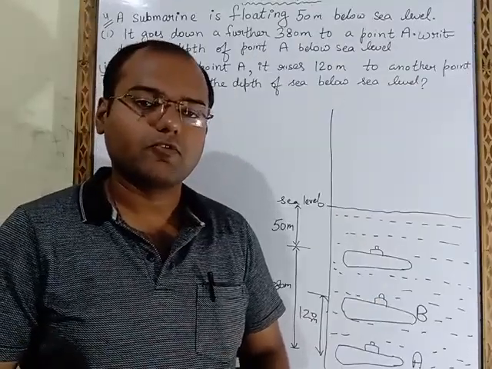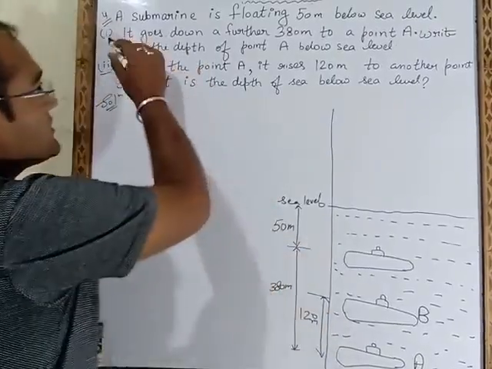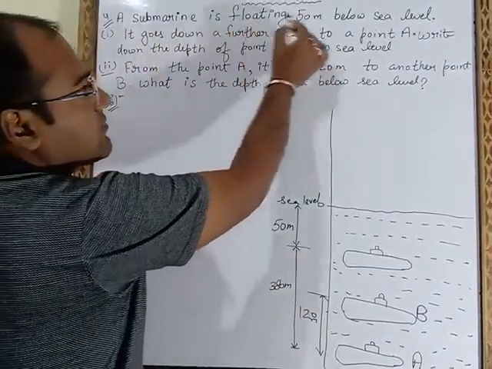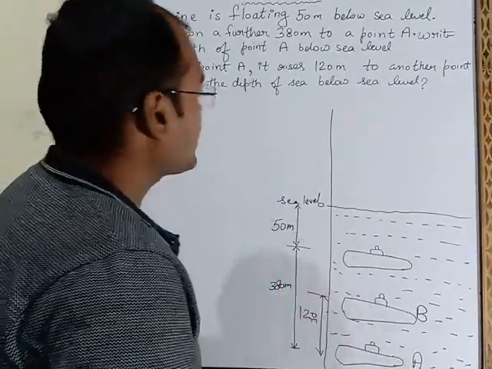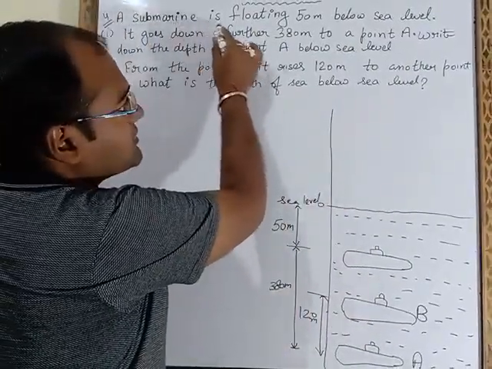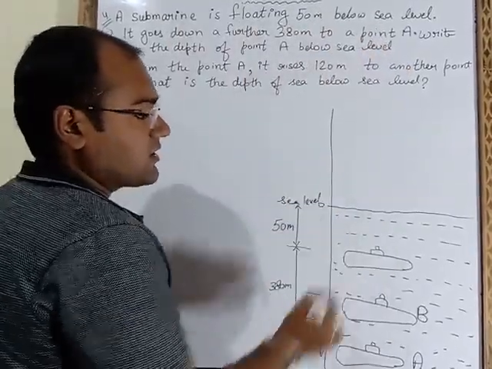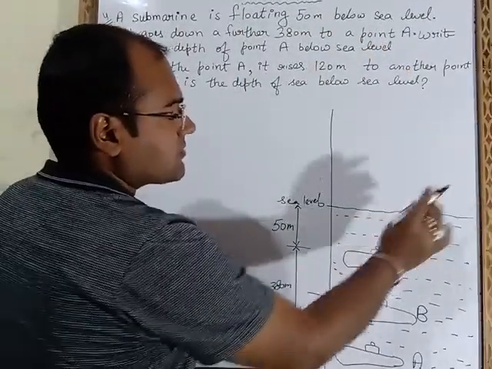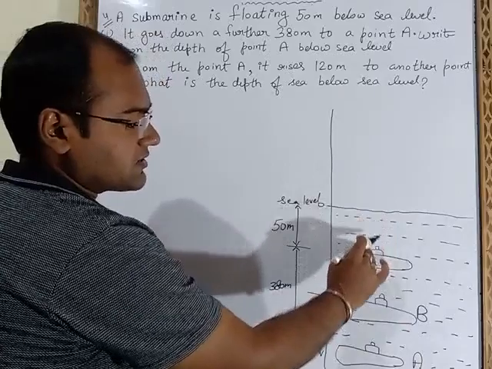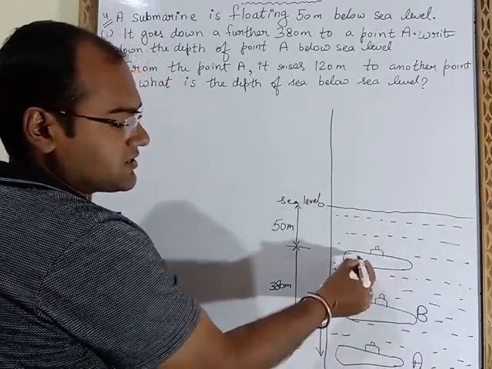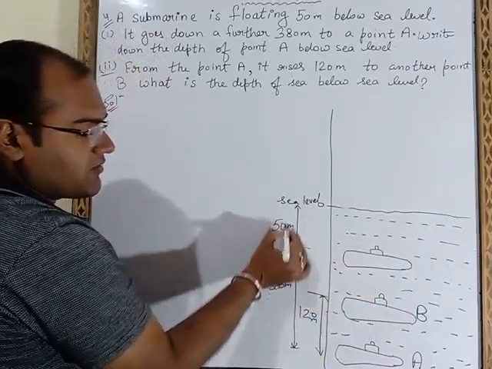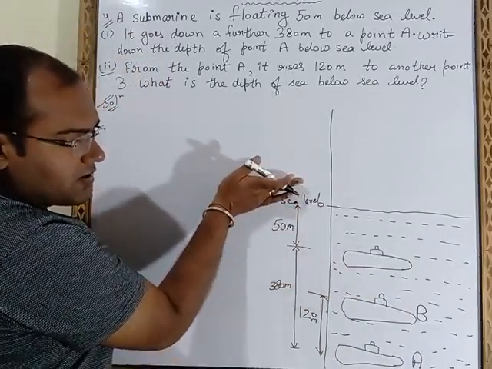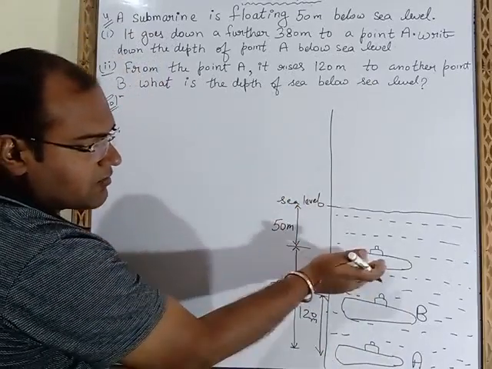Now see question number 4. The fourth question is: a submarine is floating 50 meters below the sea level. I have made one diagram here. You can see. What is the first line? A submarine is floating 50 meters below the sea level. So this is the sea level. From this the sea is starting. This is the depth of the sea. This is the submarine. From the sea level, this submarine is 50 meters below. Under this sea level, 50 meters below, one submarine is there.